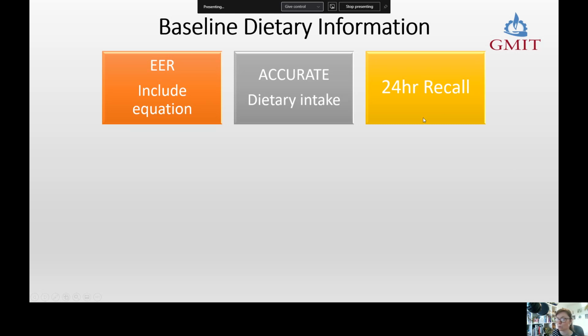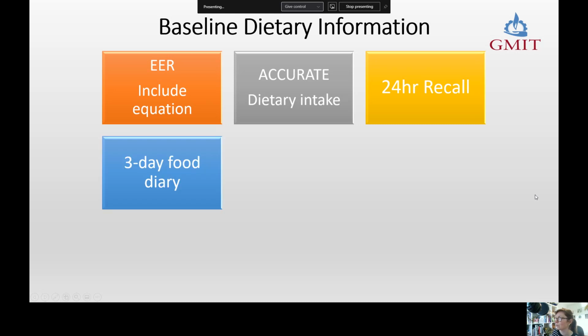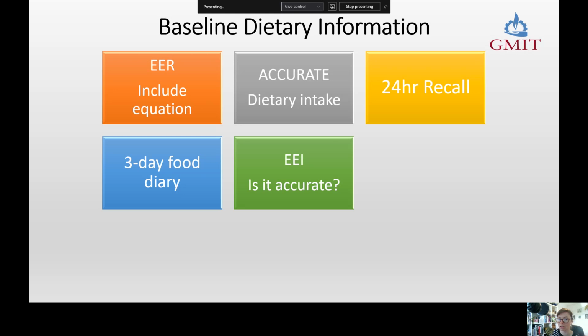So you could use a 24-hour recall using the 5-pass method or the multiple pass method from the USDA. You could ask them to complete a 3-day weighed food diary. You could do a snap and send where they send you photographs. It's up to you. You could use a food frequency questionnaire on top of your 24-hour recall to get a better grasp of other nutrients. But make sure that it's accurate.